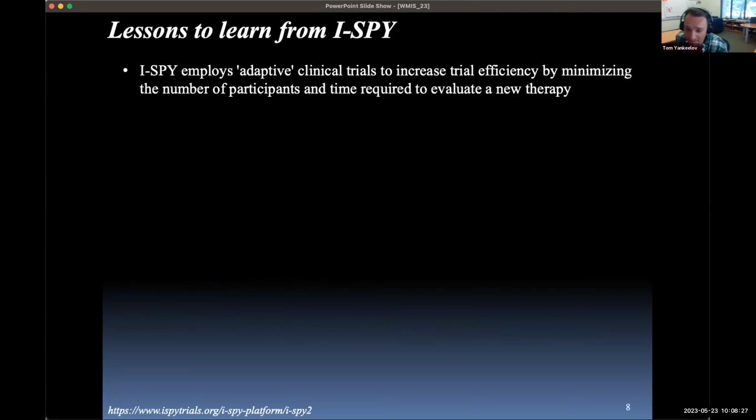So if you're familiar with the I-SPY trial for breast cancer in the neoadjuvant setting, they have this adaptive clinical trial design where they're trying to increase the trial efficiency by minimizing the number of participants and time required to evaluate a new therapy. It's been around for quite some time now. Just a 10,000-foot view: instead of trying to do a standard of care versus one intervention, they'll have a standard of care versus a whole suite of, could be 10 different interventions that they're going to look at in parallel rather than in serial.